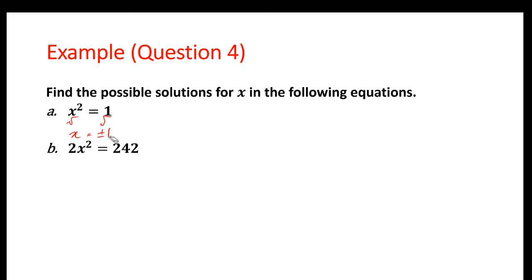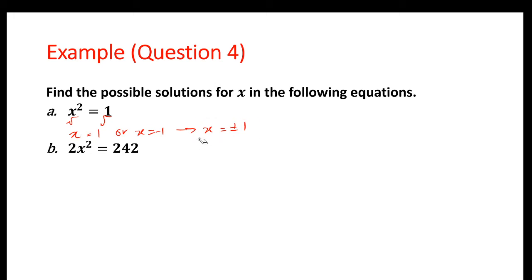Because remember, in other words, what we're saying is, what multiplied by itself gives 1. So 1 times 1 is 1, or negative 1 times negative 1 is 1. So x is equal to plus or minus 1. Okay, and I'm going to write all my answers like this because it's just easier.